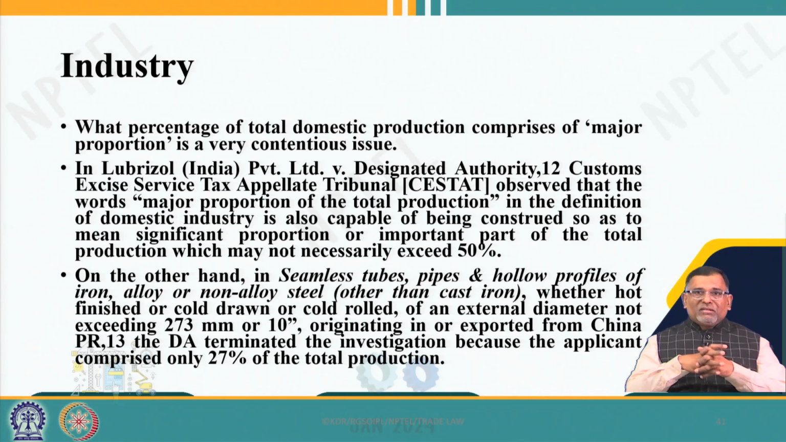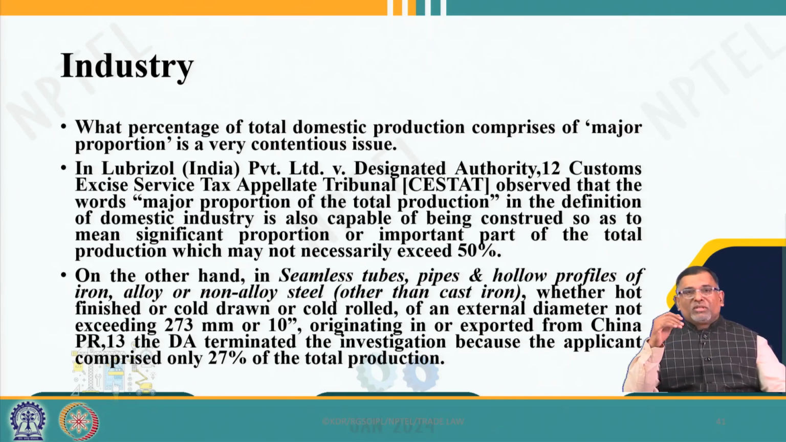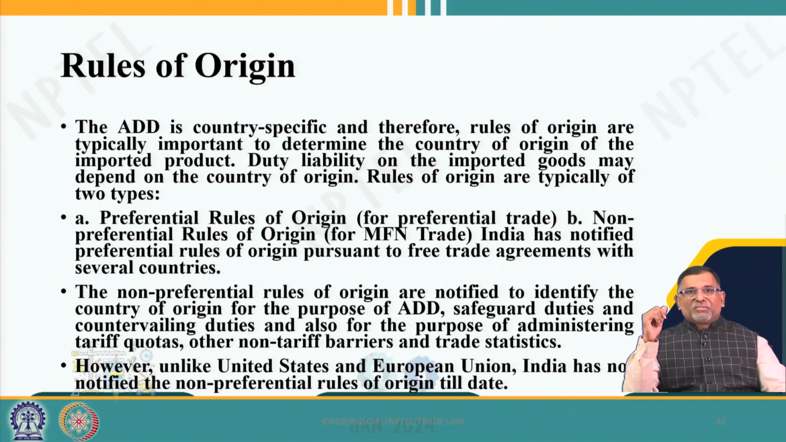that in some exceptional cases the court has accepted where the applicant comprised 27% of the total production. This happened in the case of seamless tubes, pipes and hollow profiles of iron, alloy or non-alloy steel and other cast iron. So, you can see that in certain cases the calculation comes to only 27%.